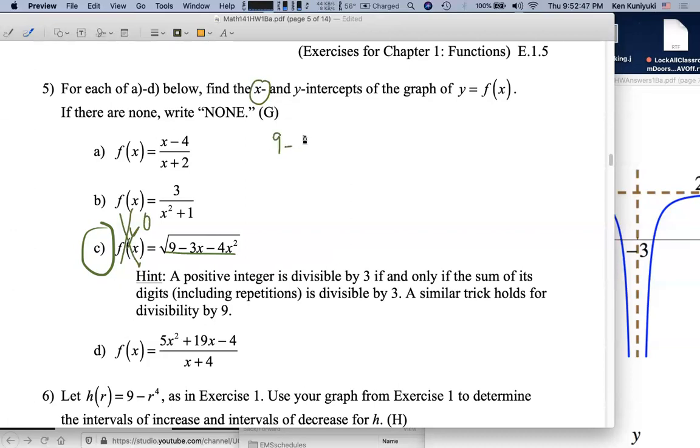Nine minus 3x minus 4x squared. All right. And again, in order to keep it real, we only take square roots of what kinds of real values? We only take square roots of non-negative values.